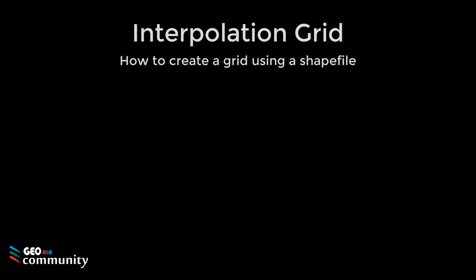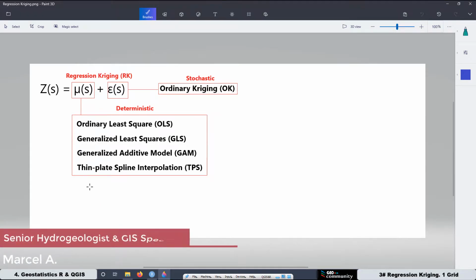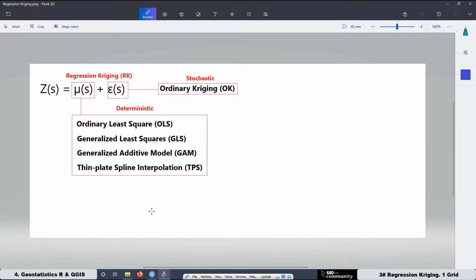Interpolation Grid. How to create a grid using a shapefile. Before explaining all these deterministic models, I would like to show you how you can create a grid using a shapefile with R. That is a very important part of the regression kriging because we are going to use that grid to interpolate all these trend surfaces, and also we can use the same grid to do the ordinary kriging.